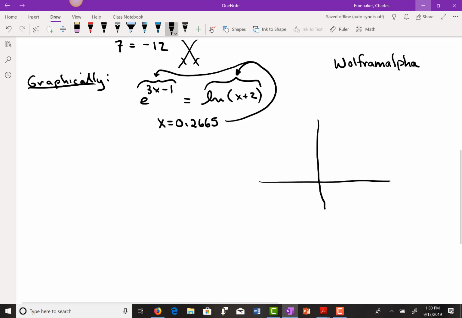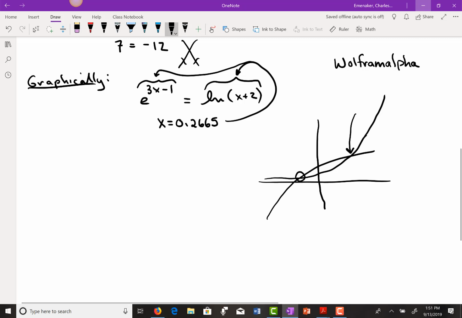When you graph this, it does something like this. It does something like this. I did not expand the graph enough to really be able to appreciate the fact that there is an intersection point over there as well. But with Wolfram Alpha, as you can see, it pulls up both of them for you. Does that make sense?